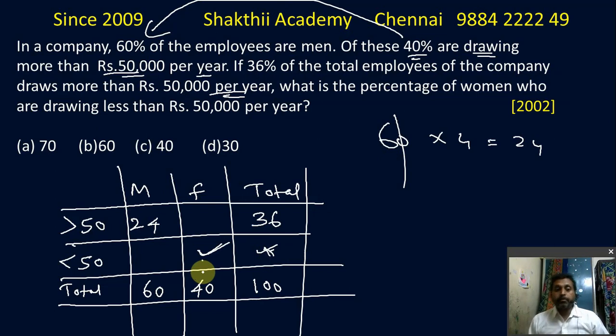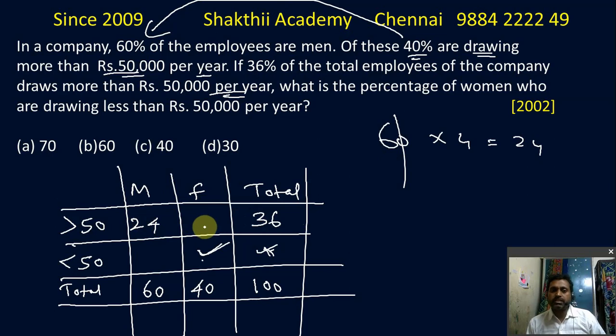What percentage of the women are getting less than 50,000 salary? That is the question they are asking. So now I have filled all the information. We can fill it as it is. Very simple. You know very well, totally 24% are male getting more than 50,000 salary, and total percentage is 36.